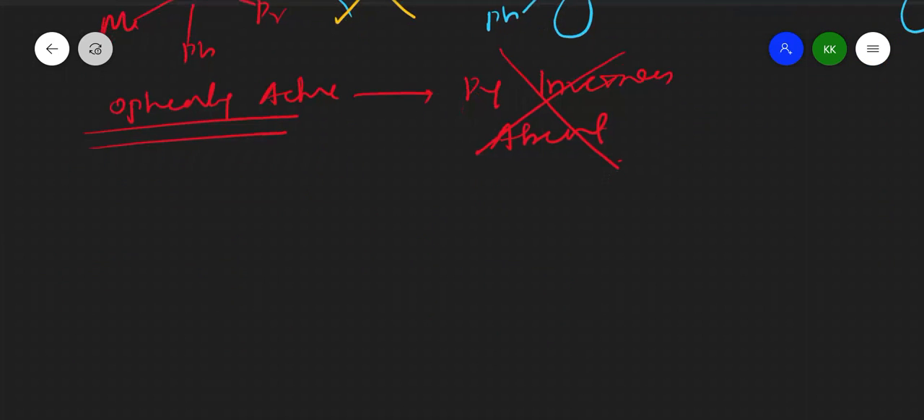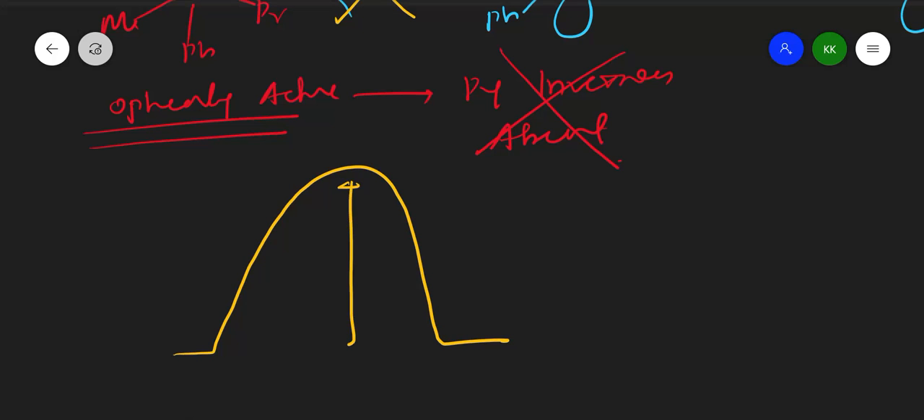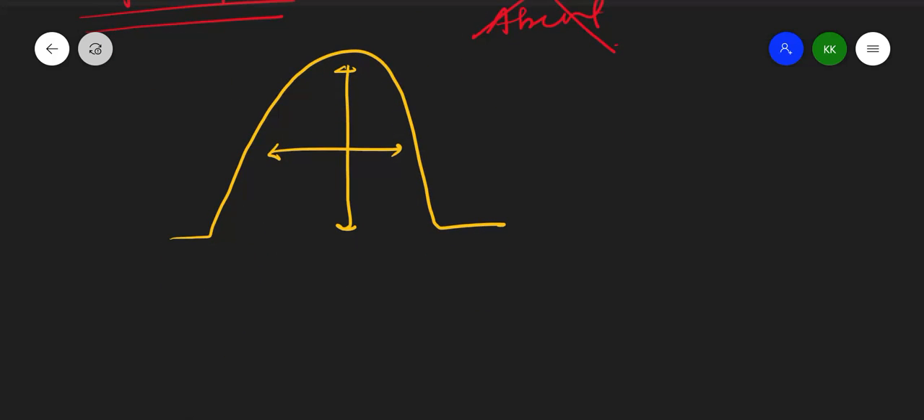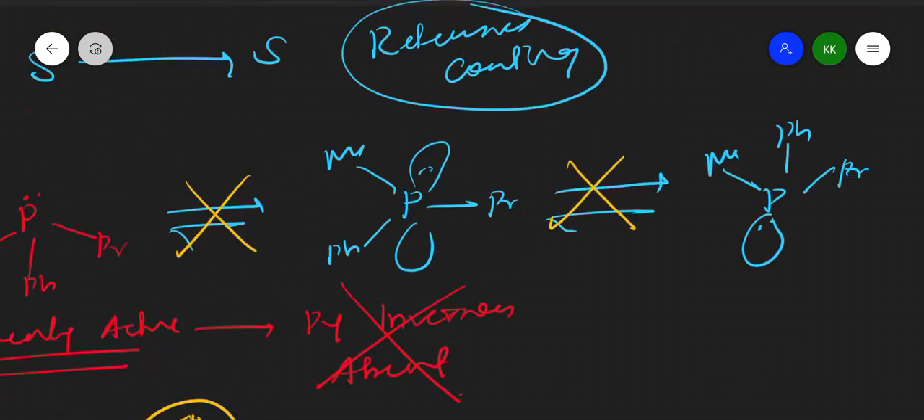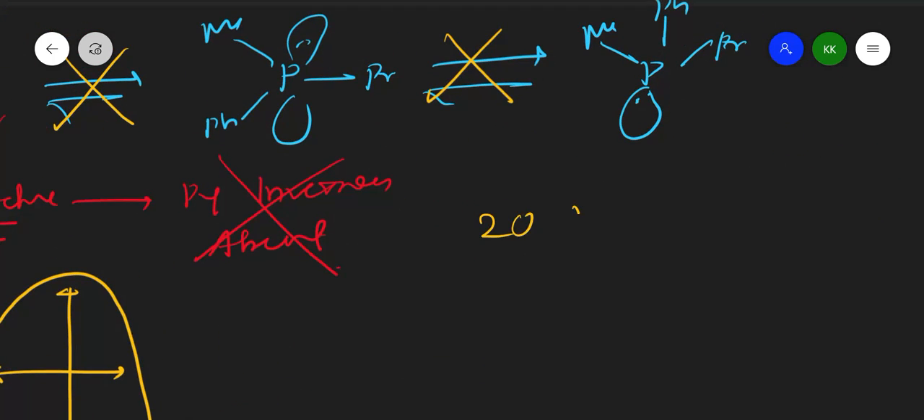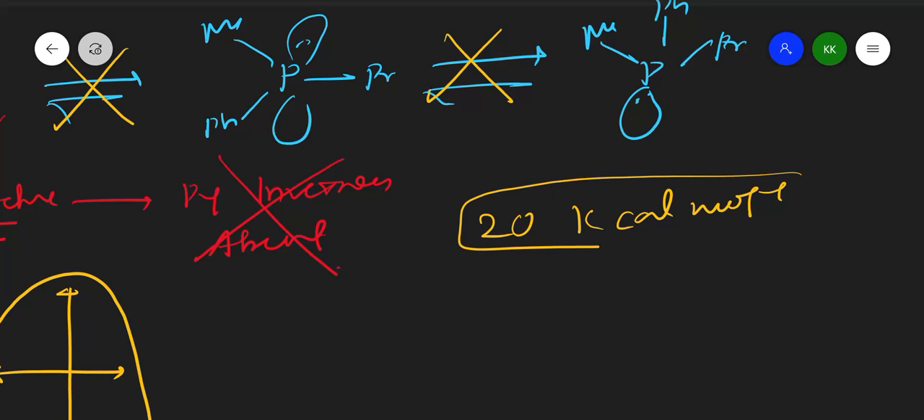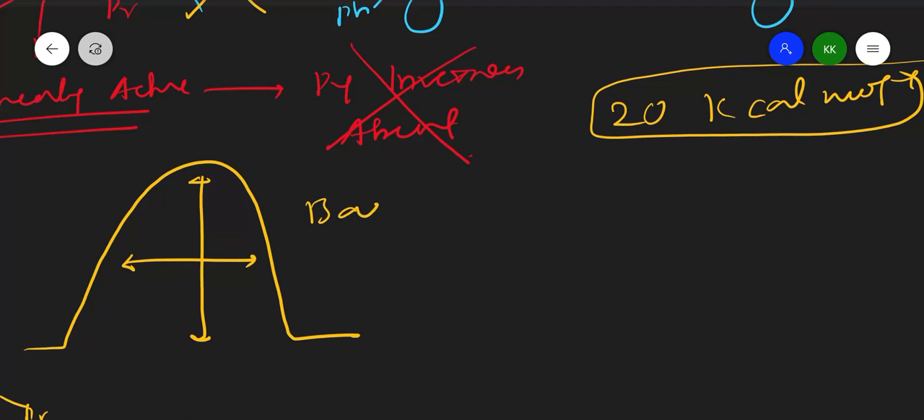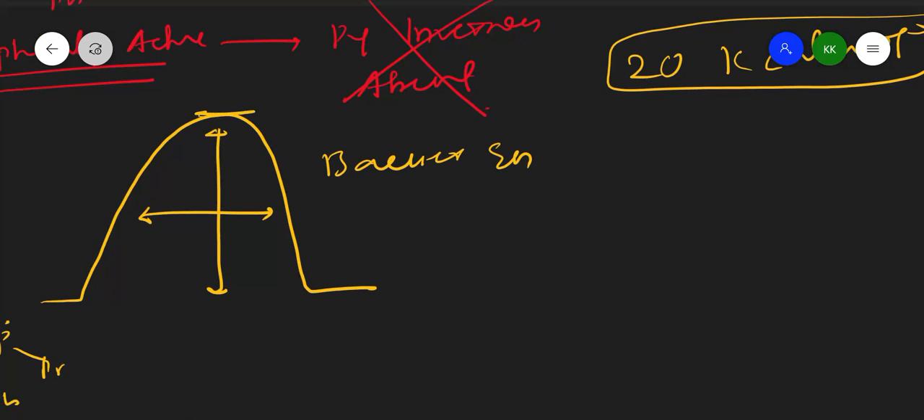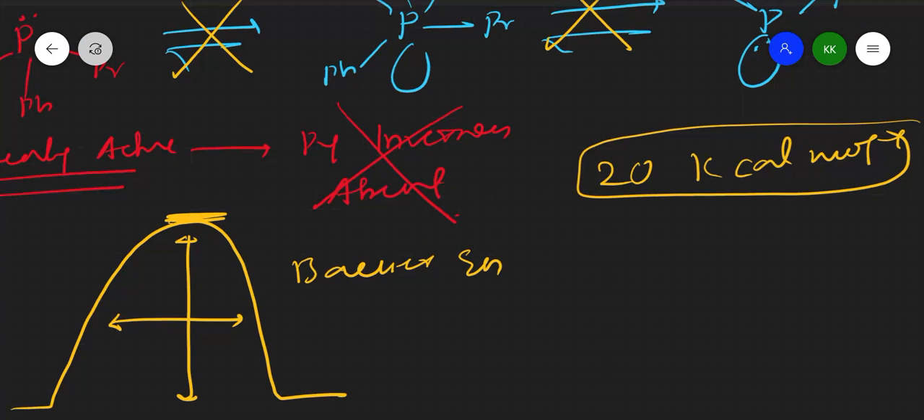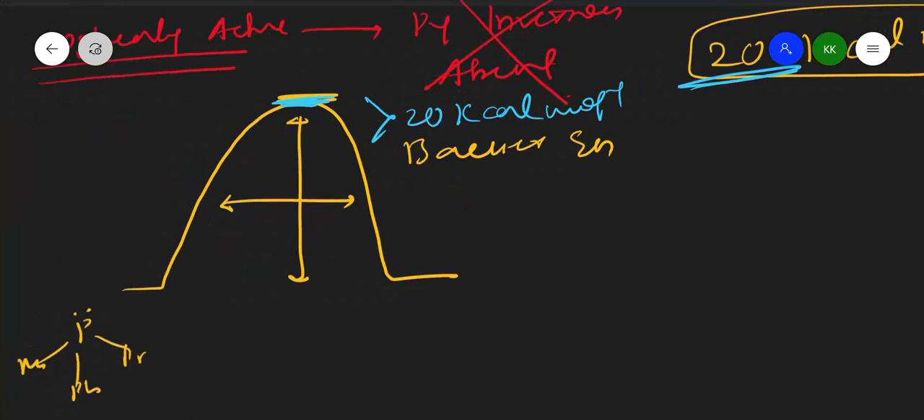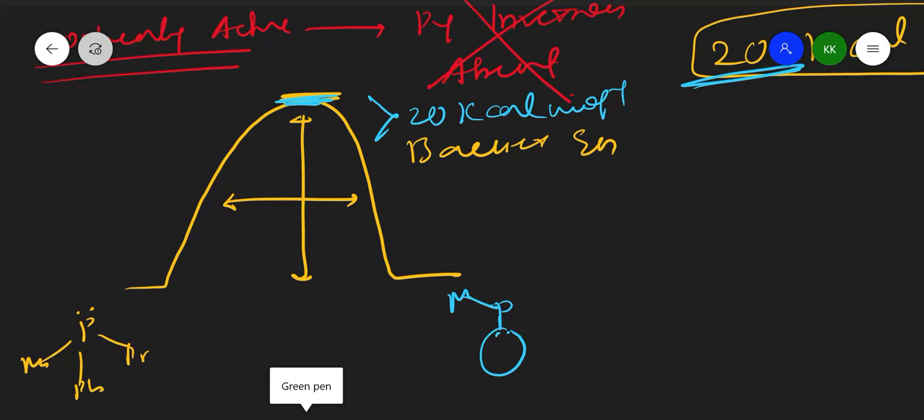Because if you see its energy, the energy barrier, the height and the breadth, both are very high for this compound, methyl phenyl propyl. So no inversion is happening, because I told you the room temperature energy is about 20 kilocalorie per mole. This energy is not sufficient to cross this barrier energy. This barrier energy is more than 20 kilocalorie per mole, we don't have the exact value, which is not available at room temperature. So this pyramidal inversion is not happening.